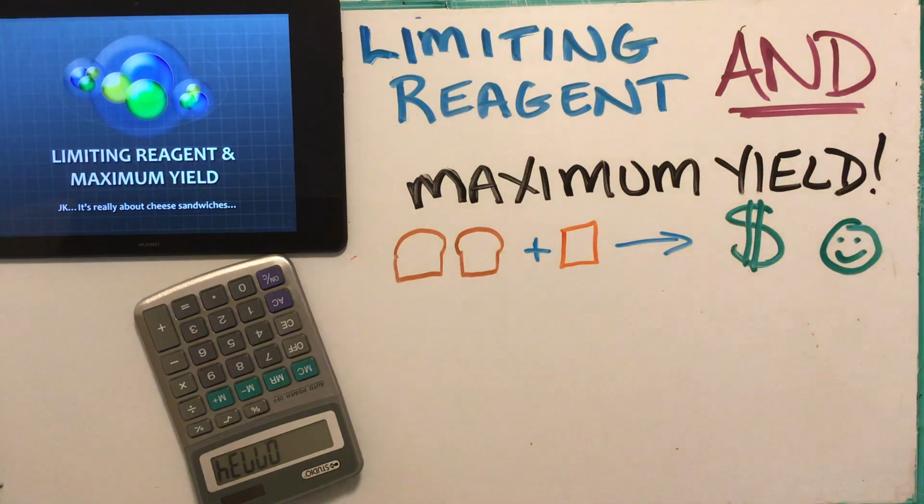All right, Chem 11. Today's topic, limiting reagent and maximum yield. And we're also going to learn about cheese sandwiches today, which is awesome.